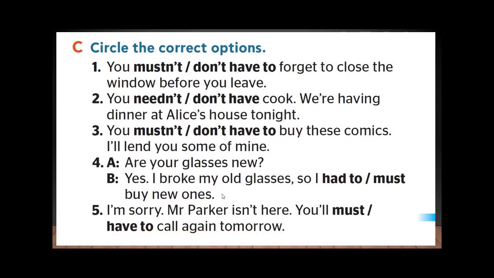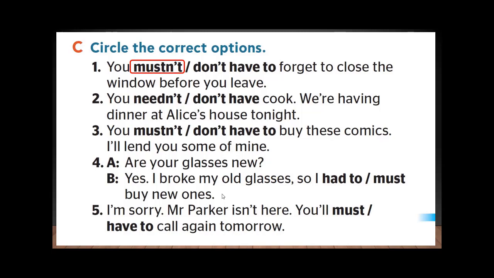And now to our final question. Exercise C. Circle the correct options. Number 1. You mustn't or don't have to forget to close the window before you leave. If you read the sentence carefully and you understand the meaning, the correct answer will be mustn't. You mustn't forget to close the window.